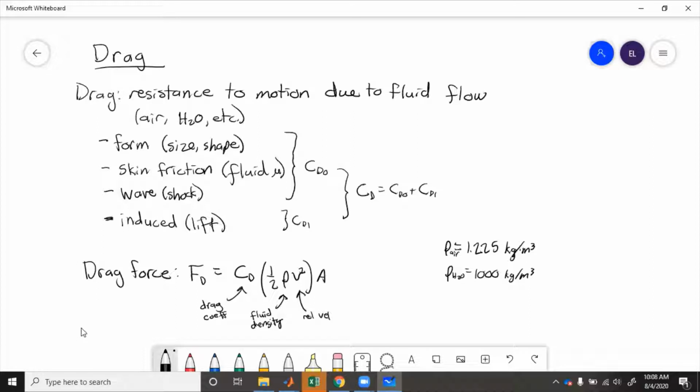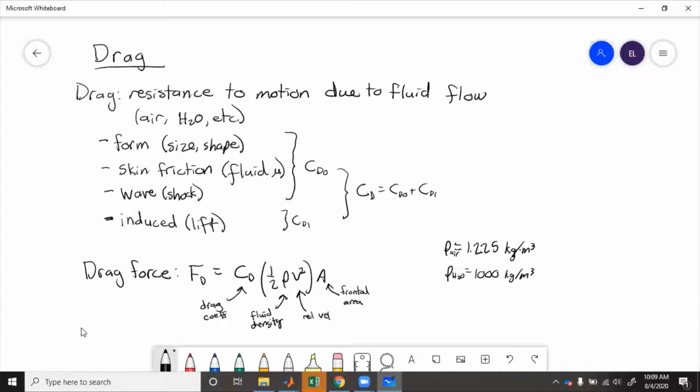Now, since it's relative velocities, if the person started walking against the waves, then you have to add those two velocities together because it's velocity of fluid relative to velocity of person, okay? If you think about it, it's going to be harder to go faster, so just add the velocities. That creates more drag. And then finally, A is the frontal area of the object. So that is basically the two-dimensional view of the object, what that area is.